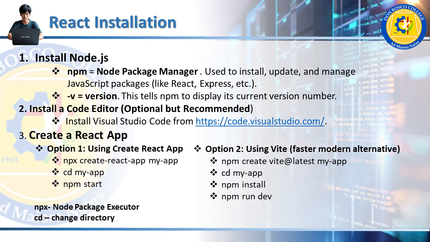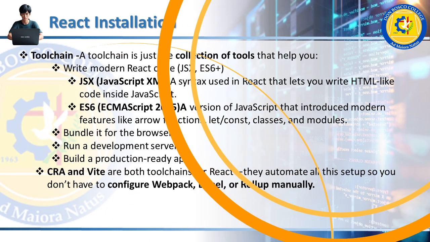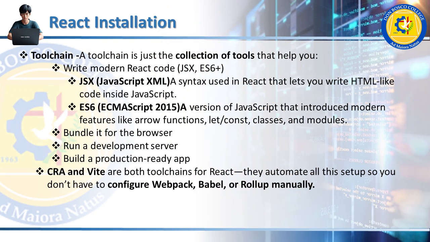Next, let us create a package intended for Create React App, but I recommend using Visual Studio Code. Visit the link shown on the slide. To create a React package, first navigate to your Node.js folder and type the following command: npx create react app myapp. Create React App, CRA, and Vite are part of the modern JavaScript toolchain.